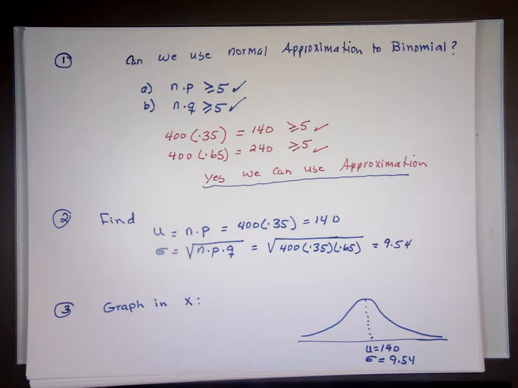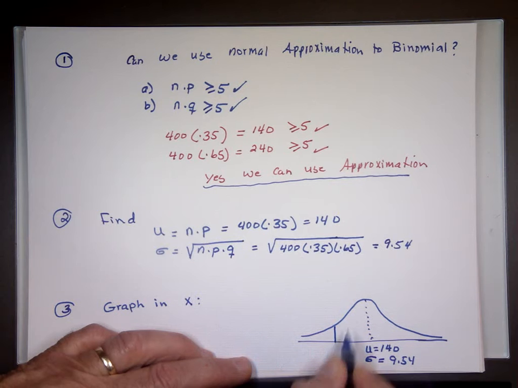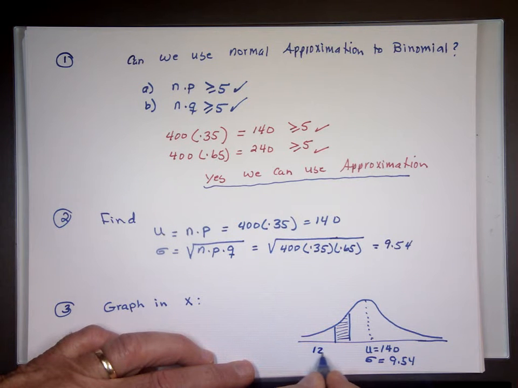Well, if the question is really 130 voting for him, I don't even have to use this method. I can just calculate that. The 130 is somewhere here. Remember, the 130 starts at 129.5 and ends at 130.5.